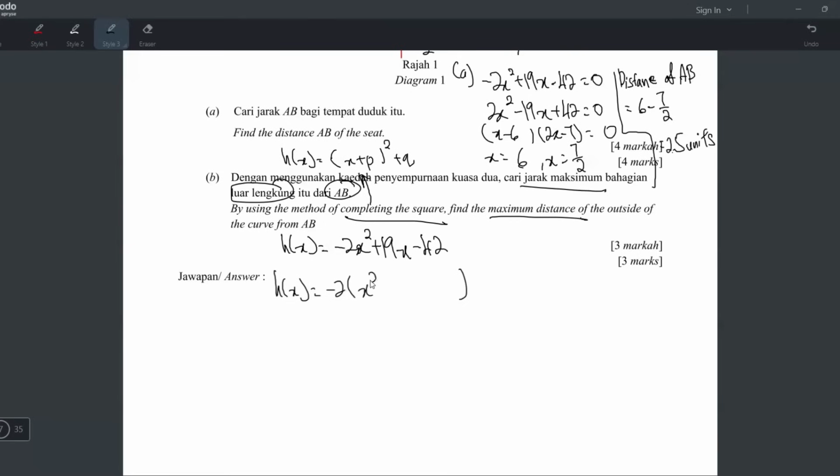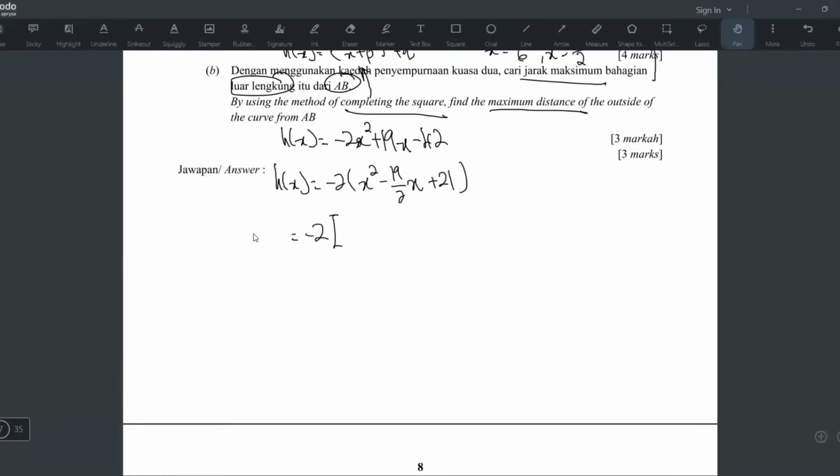Alright, divide by negative 2: x squared, divide by negative 2 is negative 19 over 2, divide by negative 2 is positive 21. Okay, you can use your calculator to help you. Now it becomes equals negative 2, and you have to open the big bracket. And this bracket is very important because later at the end you have to multiply the negative 2 back in. So the big bracket now is very important.